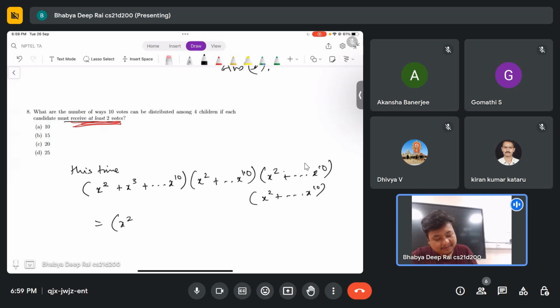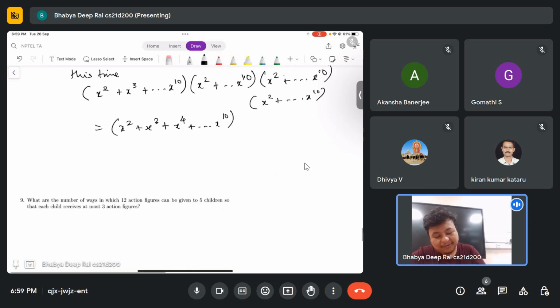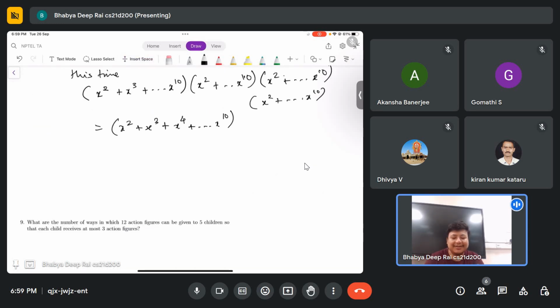So I have x square plus x cube plus x to the 4 plus and so on till x to the 10. So yeah, we've encountered this situation earlier. This is not capturing any generating function that we've already seen. But how do I go about this? How do I further bring it into generating function form? And there should be a to the power 4.